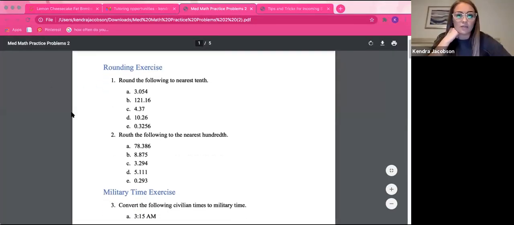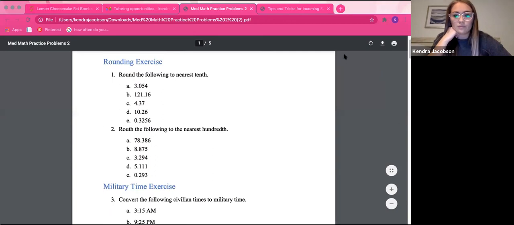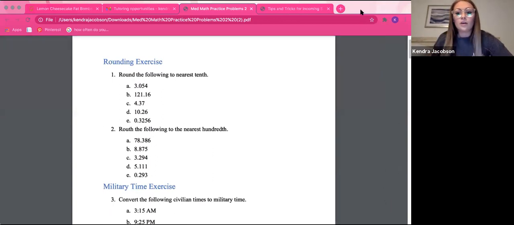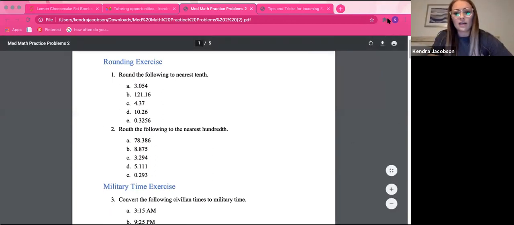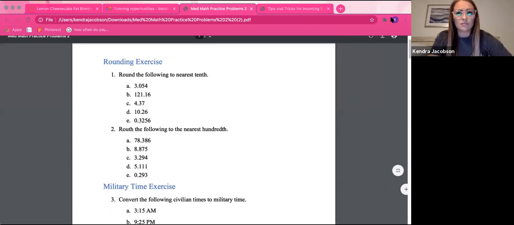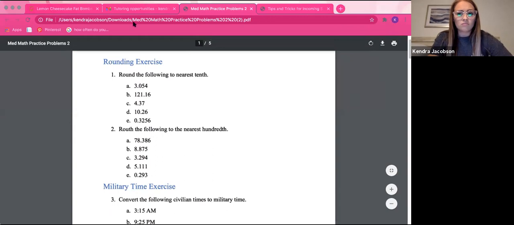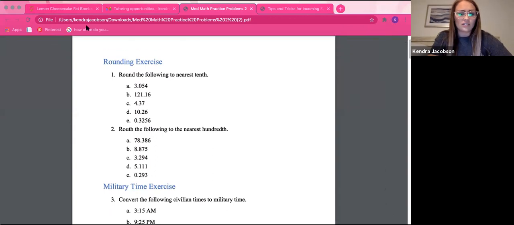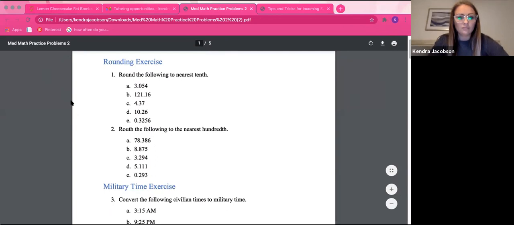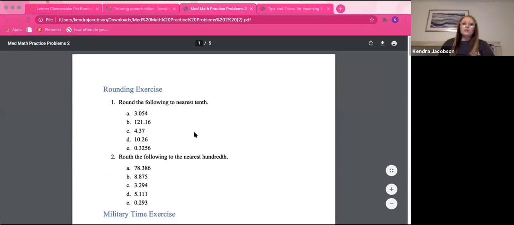All right, are you guys all able to see that? Yes. Okay, perfect. Have any of you guys had any experience with any kind of medication math, or dimensional analysis or any of that fun stuff? Yes. Okay, cool. So I guess we will start off with the rounding exercises and rounding to the nearest tenth.